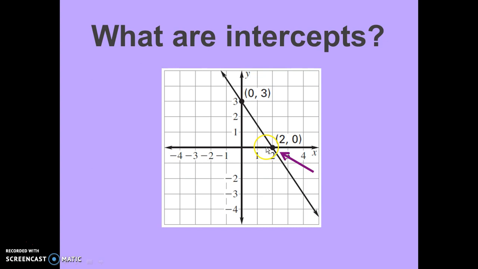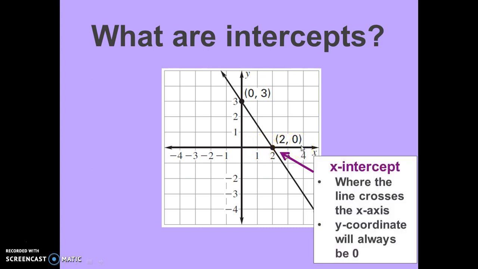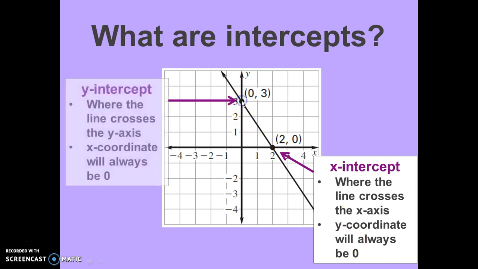So this point right here is on the x-axis, so that would be our x-intercept. So again, we are looking at where the line is crossing the x-axis, and the y-coordinate here will always be 0. This point, this would be our y-intercept because that's where the line is crossing our y-axis. And for y-intercepts, our x-coordinate will always be 0.